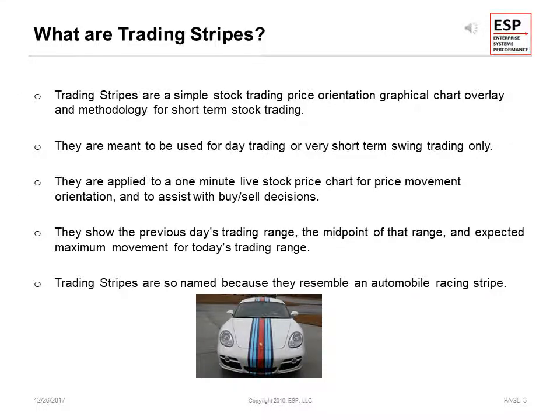So what are trading stripes? They're really just a graphical overlay on your stock trading chart and a methodology for short-term stock trading. They're meant for day trading or very short-term swing trading only. They are applied to a 1-minute live or delayed stock price chart for price movement orientation and to assist with buy-sell decisions. They're not necessarily the only tool you should use, but they should help. They show the previous day's trading range, the midpoint of that range, and expected price maximum movement for today's trading range. Trading stripes are named because they sort of look like an automobile racing stripe.